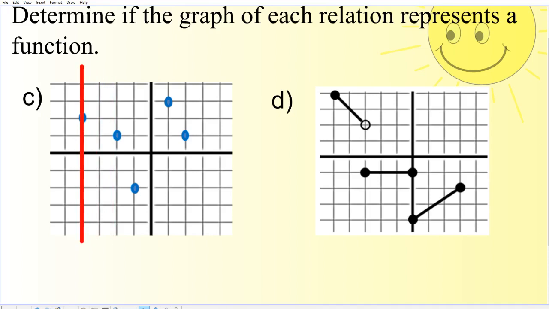What would not be allowed is if I would have a second dot, say here. This would now fail right there. That would not be a function. But he's not here, so this is a function.